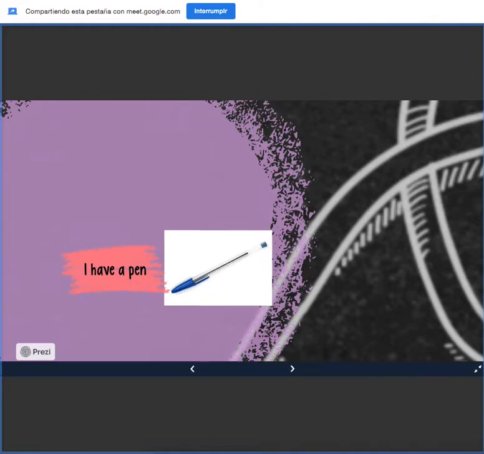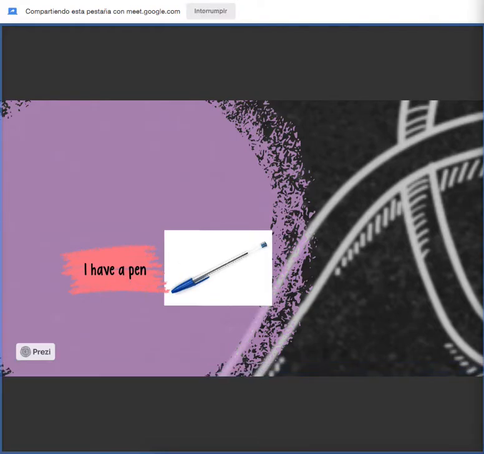We can use a and we can use an. Tienes uno, ¿no? A y an. Look at this. I am going to send it through the chat. We can use a and we can use an. Those two. Both of them mean one.